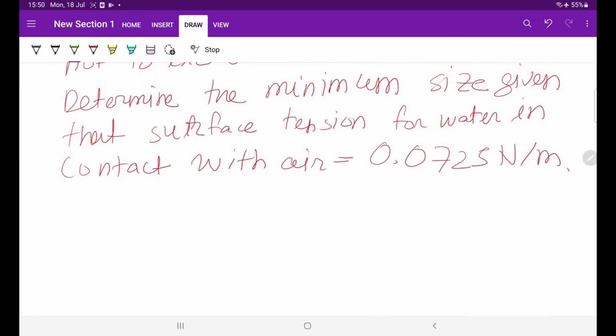So the capillary rise in a glass tube not to exceed 0.2 mm of water. When it says that the capillary rise will not exceed 0.2 mm of water, it means h equals 0.2 mm. And what else does it say?